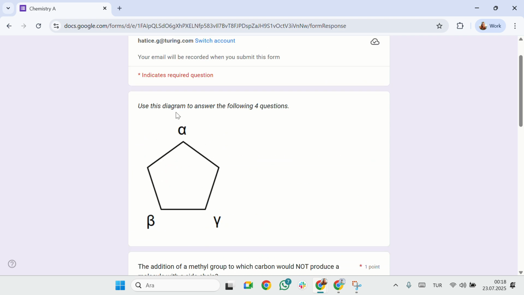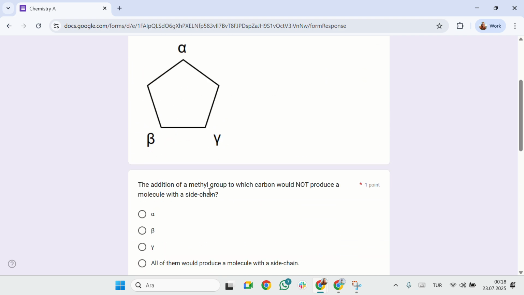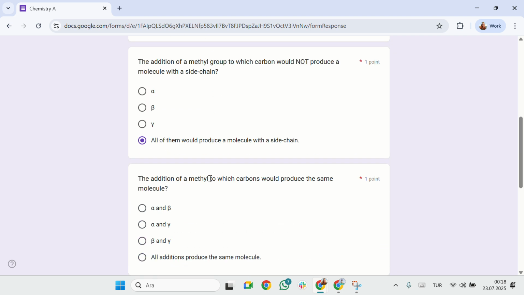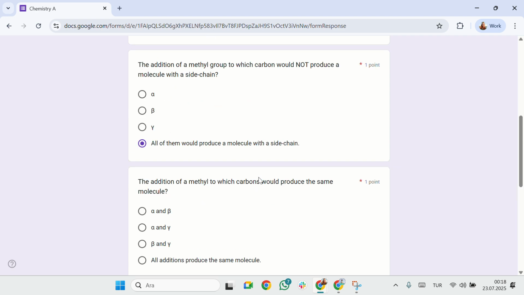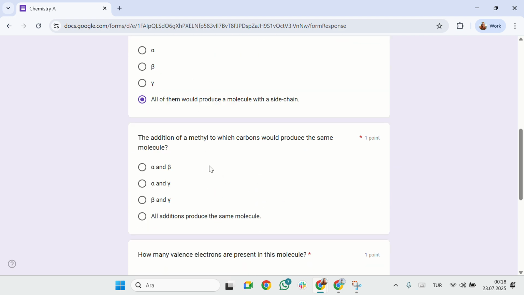Have a methyl group. Second, answer the following questions. Which carbon would not produce a molecule with a side chain on the addition of a methyl group? I think all of them would produce a side chain. Which carbon addition would produce the same molecule? It looks the same, I think. All additions produce the same molecule.